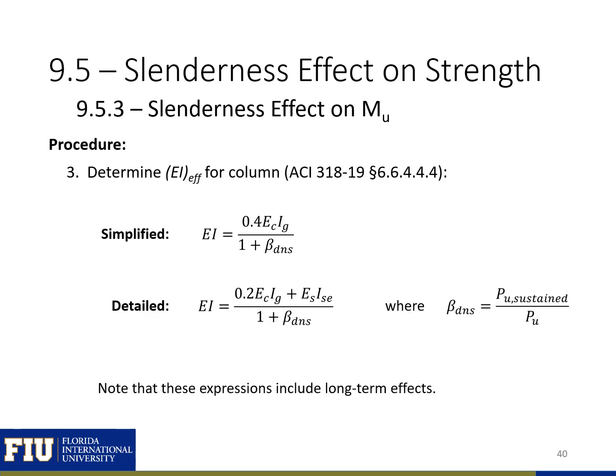If our column is slender, then the next step is to determine our EI effective for the column. We can use the simplified or detailed procedure. We can use the simplified if we have a low reinforcement ratio. We'll use the detailed if we have a larger reinforcement ratio. And we'll note that these expressions do include our long-term effects. So the effective creep on our column is accounted for in this beta dns factor.